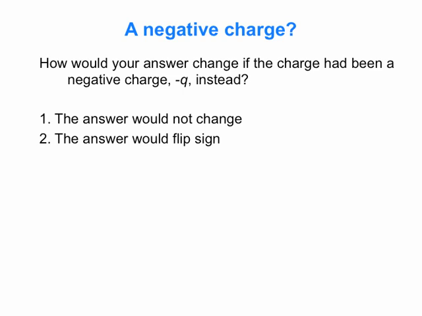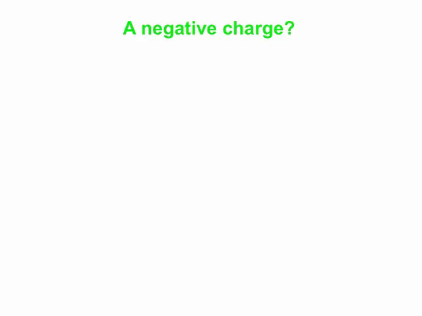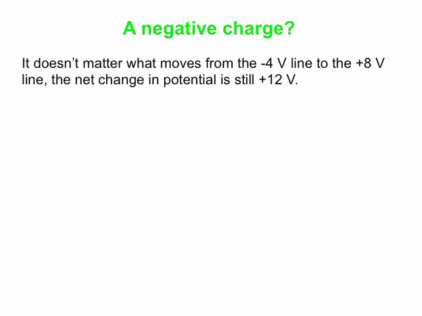Here's our final question. How would your answer change if the charge had been a negative charge instead? So we moved a negative charge from minus 4 volts to plus 8 volts. The potential difference it experienced would also be plus 12 volts, or would it go to minus 12 volts? It doesn't matter what you're moving. You don't have to move anything. You just have to say the end point is 12 volts higher than the start point. Whether I'm moving anything around from the start to the end or not, the end and the start differ by 12 volts, with the end 12 volts higher.